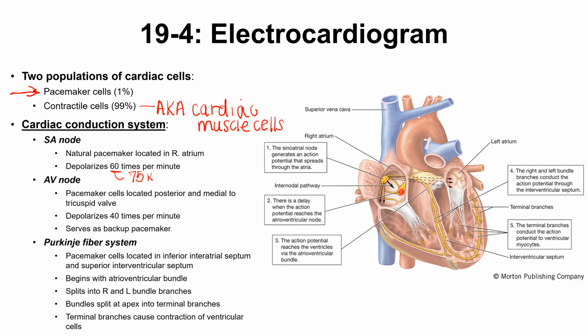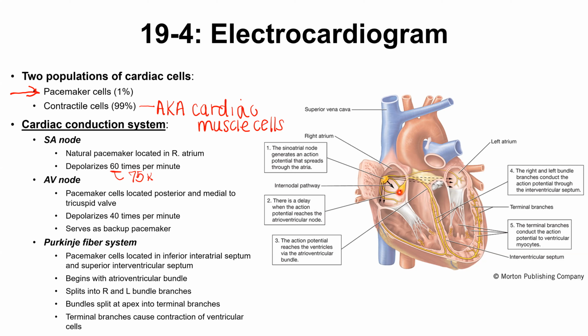And via this internodal pathway, the AV node is going to receive the signal from the SA node. Okay, the AV node is what we're going to call our backup pacemaker. And we call it a backup pacemaker because if for some reason the SA node stops working, say maybe you have a heart attack and this is the area that gets affected by the heart attack, so this is the area of dead tissue, then the AV node can take over as the pacemaker.